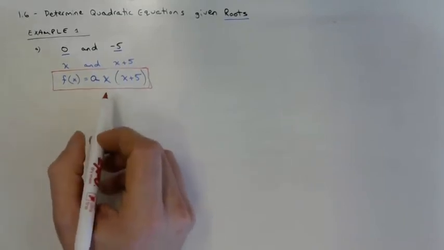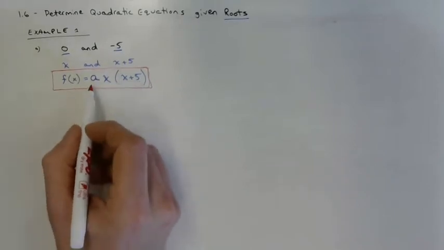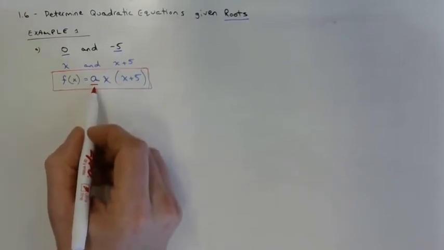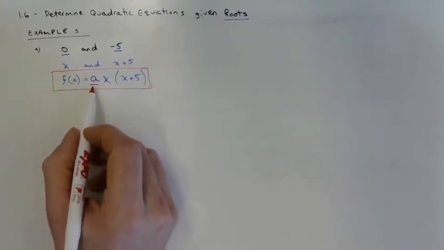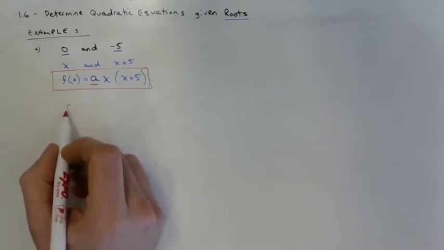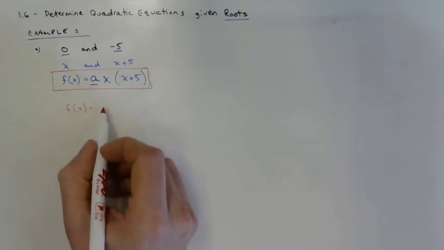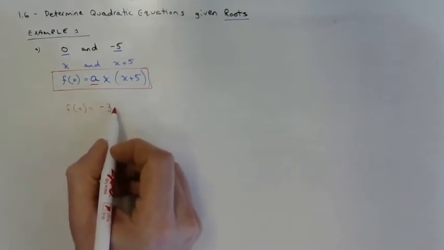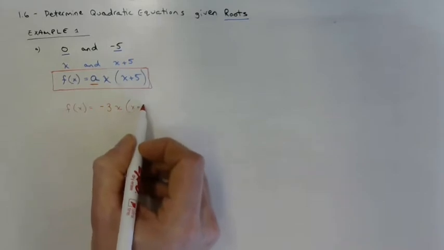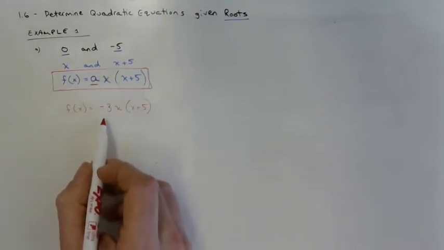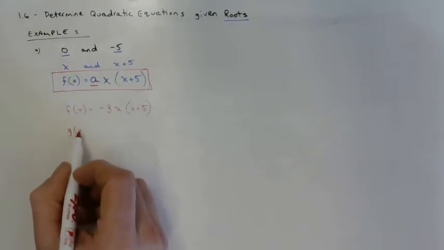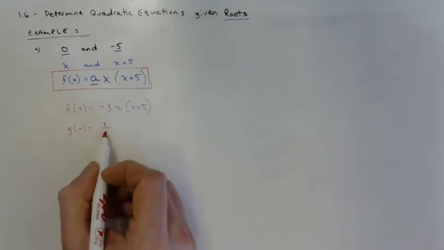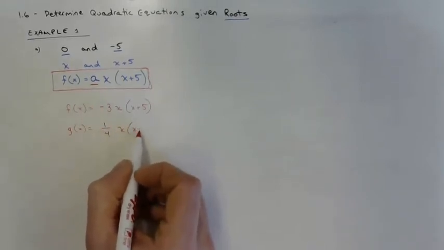Which basically means that you can take x times x plus 5 and put in any value you want there for a. Okay? My recommendation when you're coming up with examples is not to make a 1 and then 2 and then 3. That's not helpful. What's helpful would be putting an example like f of x equals -3 times x times x plus 5. This is now a specific member of this family. Okay? Here's another one.